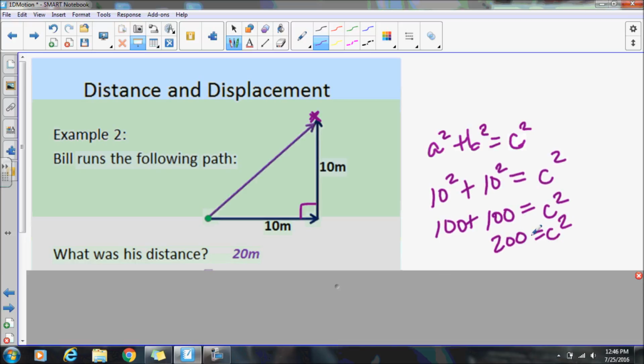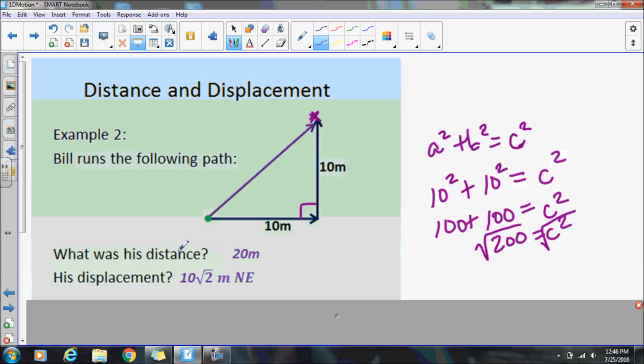And in order to get c by itself, you would have to square root. And so the square root of 200, one way to write it is 10 square root of 2, right? Because it's the same as the square root of 2 times 100 equals c. There we go. And so you can pull this 100 out because that is 10 squared. So you get 10 root 2.